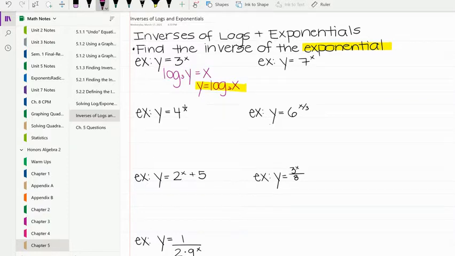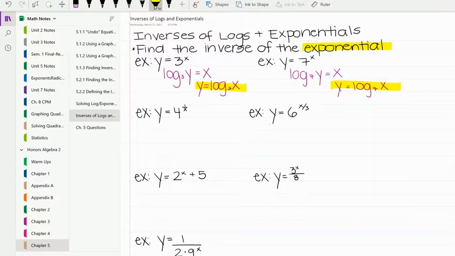Okay, so the next one is pretty much exactly the same. We just have a different base. This time our base is 7. So I'm going to rewrite it as log base 7 of y equals x. And then I just want to switch x and y because we always want it in terms of y. So y equals log base 7 of x. And that would be those problems.